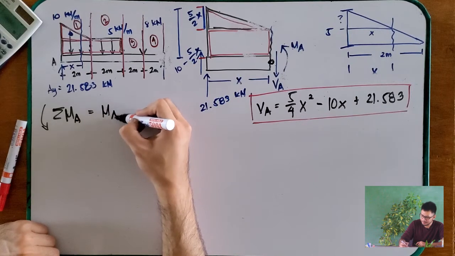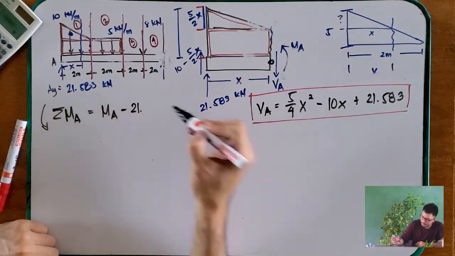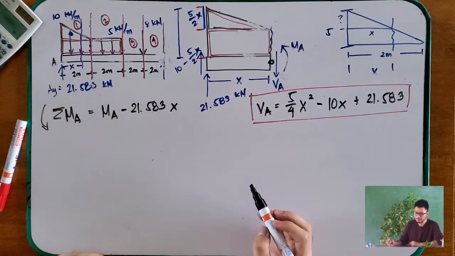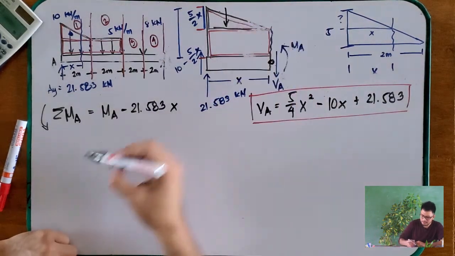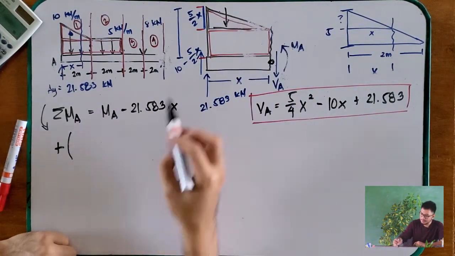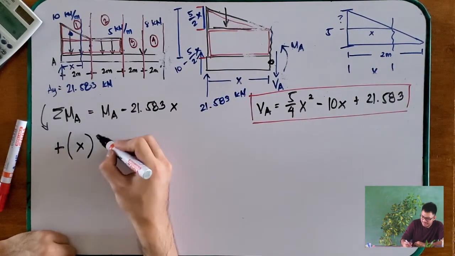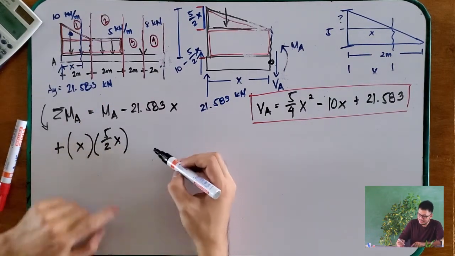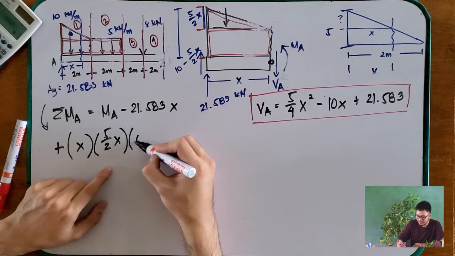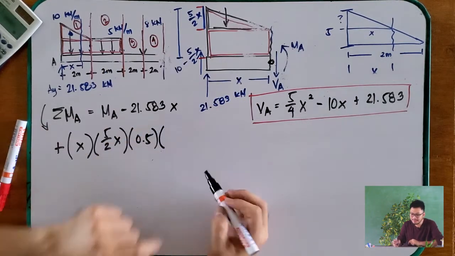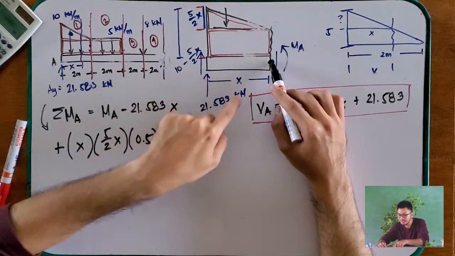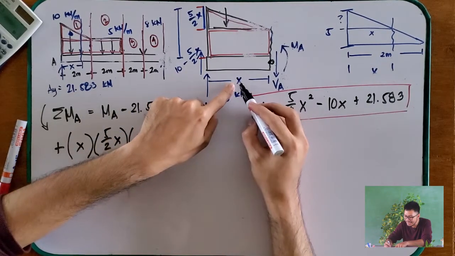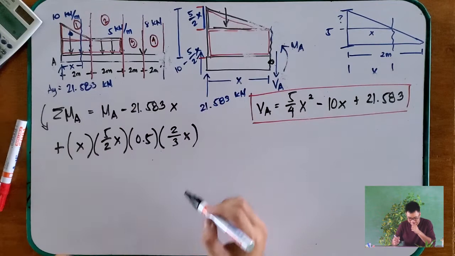That is MA minus 21.583, and that moment arm is X. Sakto? Then, diri na pod kani sa triangle, plus base, which is X, height, which is 5 over 2, X, and then half, 0.5, and then moment arm, pilay moment arm ani, di ba? Ang moment arm from here is 2/3 X, so that is 2/3 of X. So this is your X, and we're looking for the 2/3 of this X. Cubic na ta.